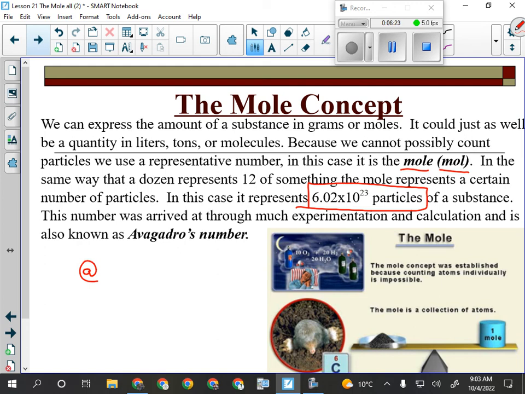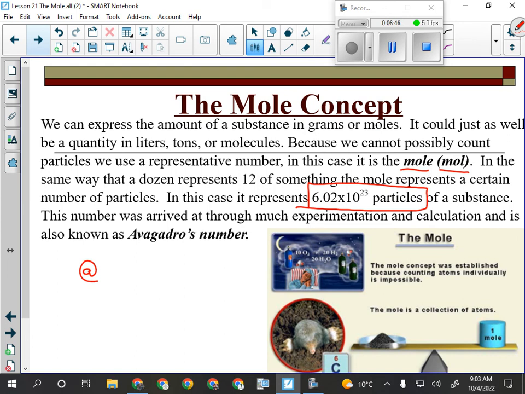Why would anyone pick such a random number? For a dozen, it's 12. 12's not so random. That kind of makes sense. Why would anybody pick this absolutely giant number? This is 602 with 21 more zeros behind it. Is that a lot? It's a lot. It's a very, very big number.